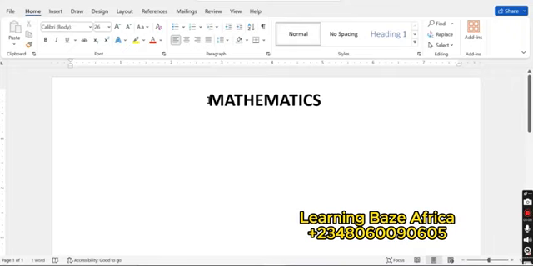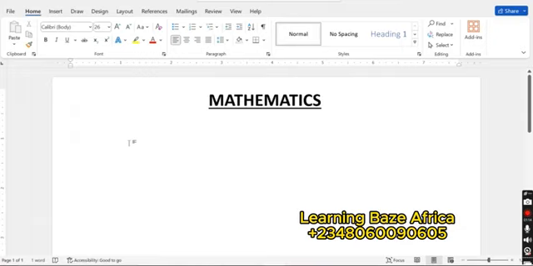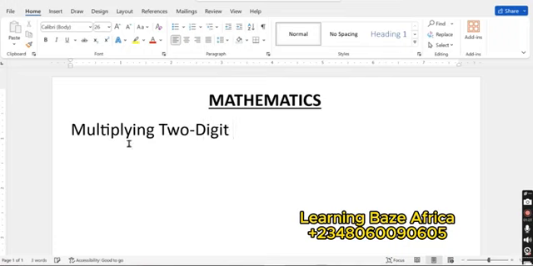Now, this is my screen. We have mathematics written here: multiplying a two-digit number by 11. When multiplying any two-digit number by 11, just add up the two digits and write down the sum of the two digits in the middle. Now, listen attentively.